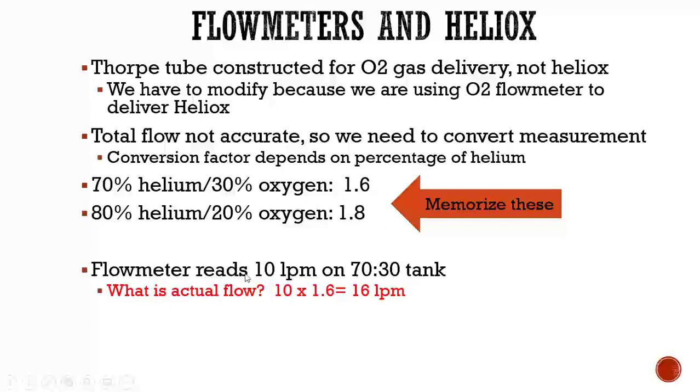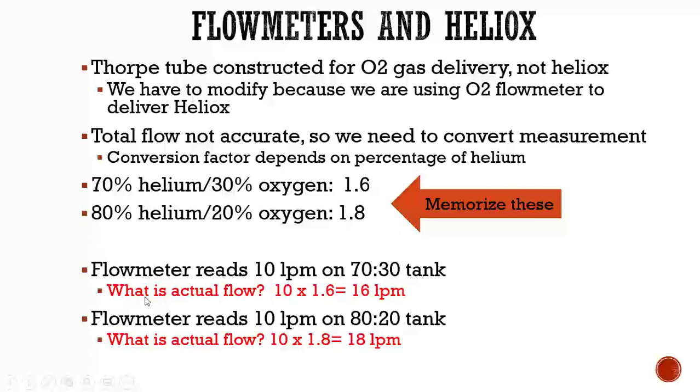If your flow meter reads 10 liters per minute, so if you have a flow meter plugged into the wall set at 10 liters per minute on 70-30 heliox, the actual flow is really 16 liters per minute, because you're going to take that 10 and multiply it by this 1.6 conversion factor, okay? And that means that you're actually getting 16 liters per minute. And this is just how we compensate for the fact that we don't have a heliox flow meter.